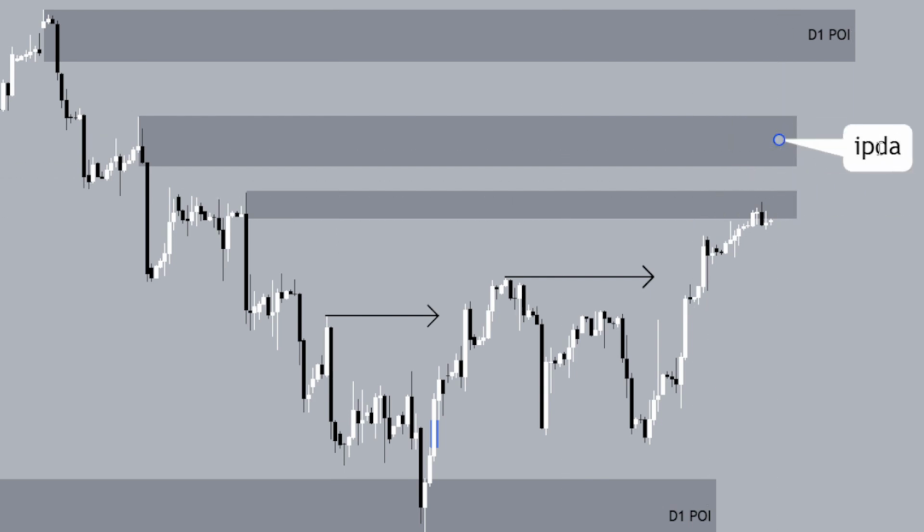So IPDA, again, we're going to keep referring to this throughout the video. IPDA will move up to seek fair value gaps. So when you go on the markets, you want to ask yourself, where are the fair value gaps? Use the daily time frame and the 4-hour time frame, as these are the two driving indicators.